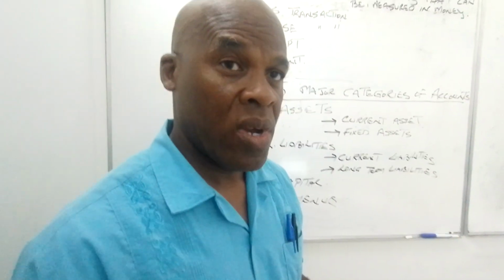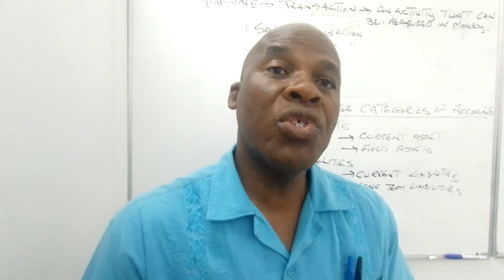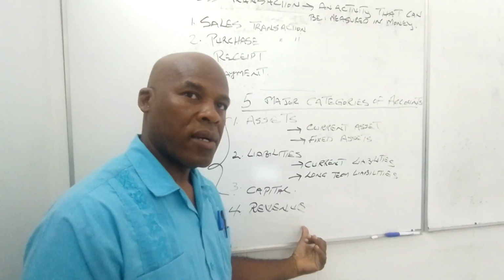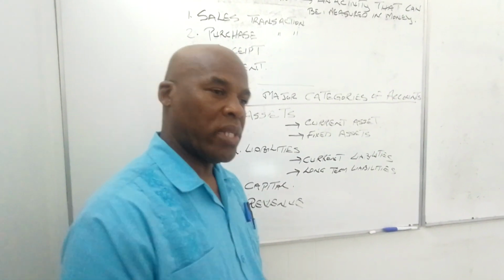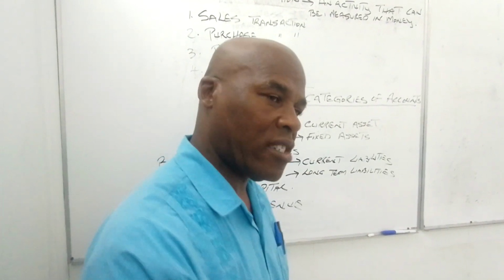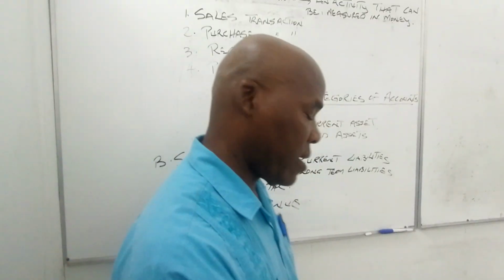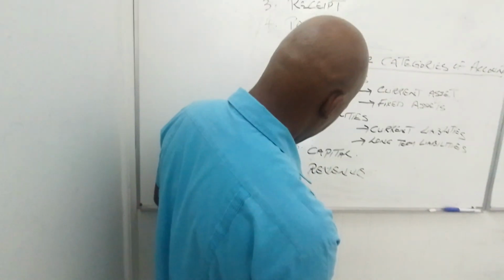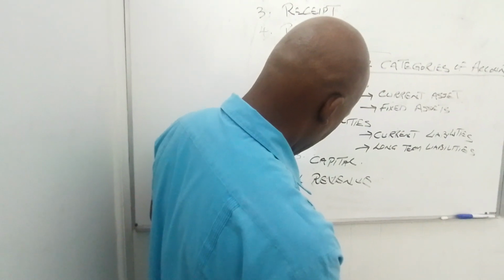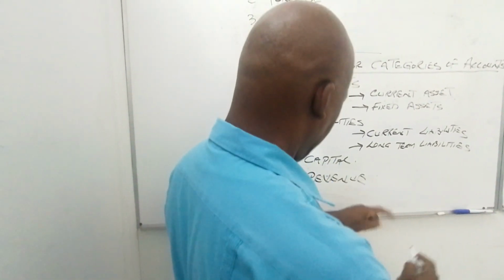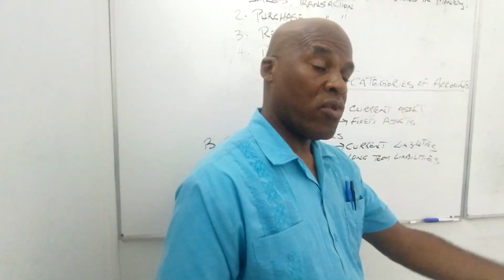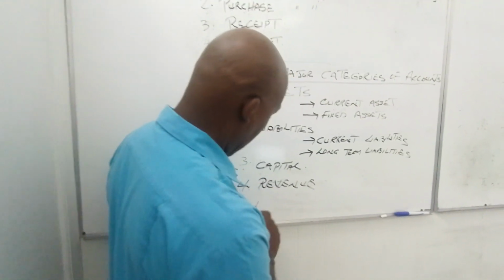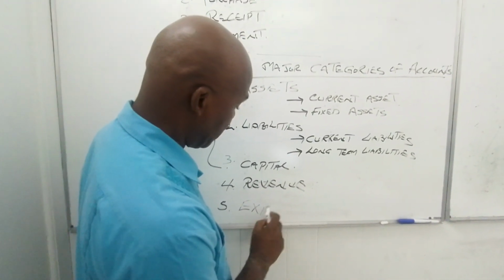Revenue is what we earn when we sell our goods and services. When we sell our goods and services, whether we receive the cash right away or we sell it on credit, we earn revenue. Examples of revenue are sales revenue and professional fees. The 5th broad category of accounts is expenses.